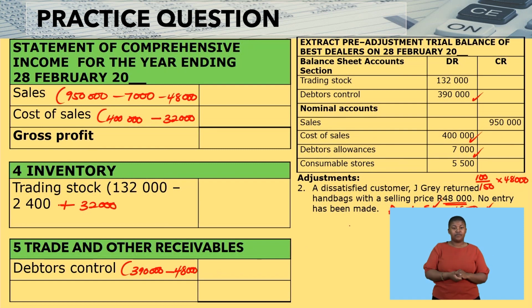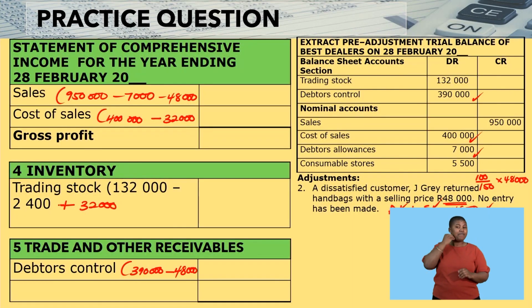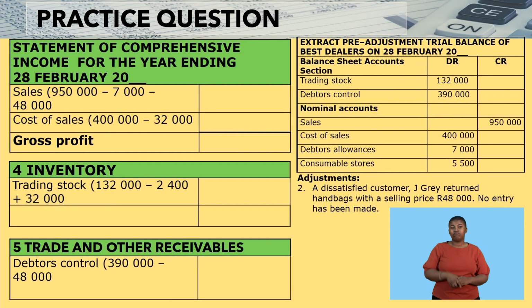Very important that when you have this adjustment, you know how to record it. It affects 4 accounts. That is your debtors control, your sales, your cost of sales, and your trading stock when we are looking at it from the statement of comprehensive perspective. All right? Remember, note number 4 and note number 5 affect your statement of financial position. There it is. This is what we have just done. The 48,000 and here 48,000. Minus 32,000 and here we say plus 32,000. All right? So this is what we have just done.